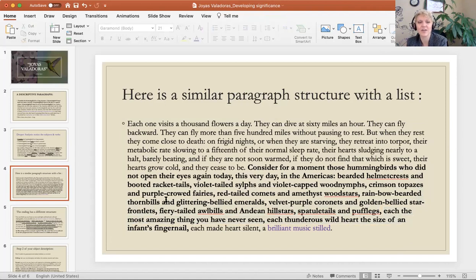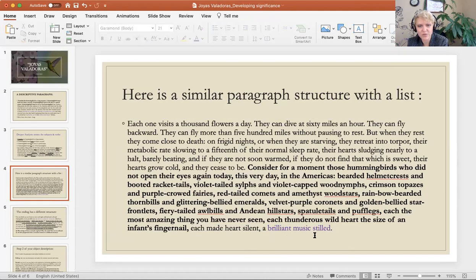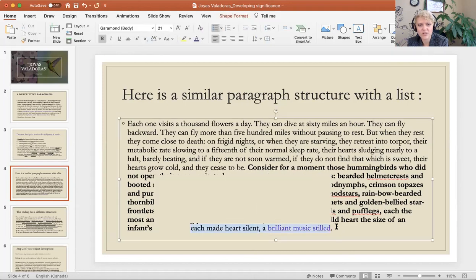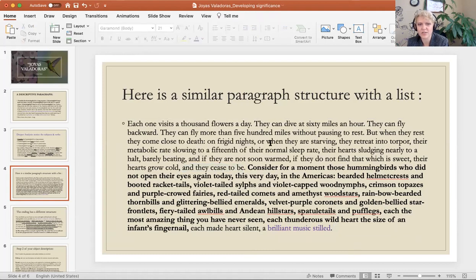But then it's followed by commentary, each the most amazing thing you have never seen. The comment on how rare these creatures are, especially in the time zone that Doyle is pointing to, which is Canada. We have at least one type of hummingbird in Canada. I've seen it here. But they're not the multicolored type. They are fairly plain in comparison to their southern ancestors. So the final clause in this paragraph, each made heart silent, a brilliant music stilled. So this clause recalls the seizing of the heart and the consideration that Doyle is asking you to make about a creature dying, right?